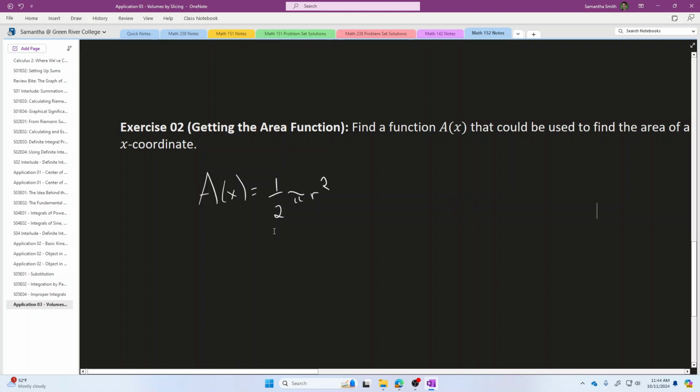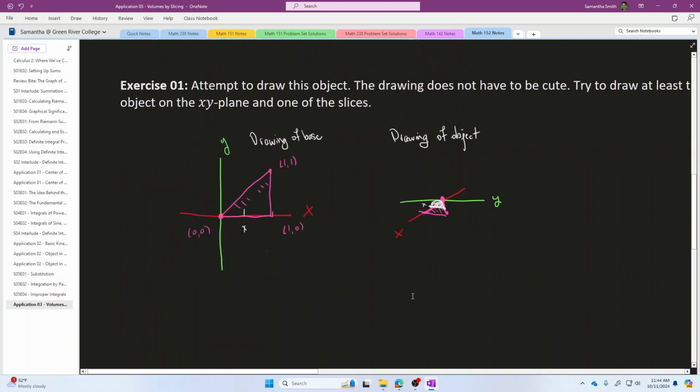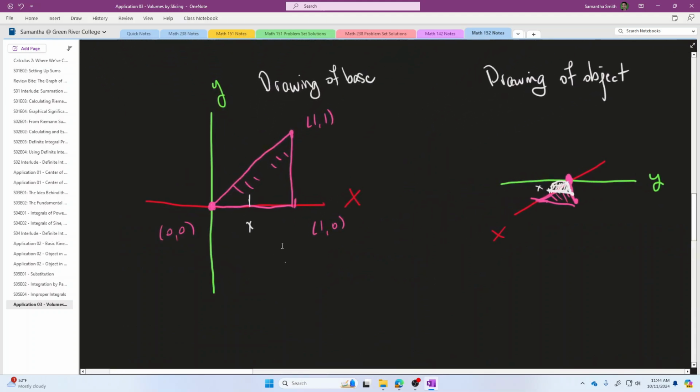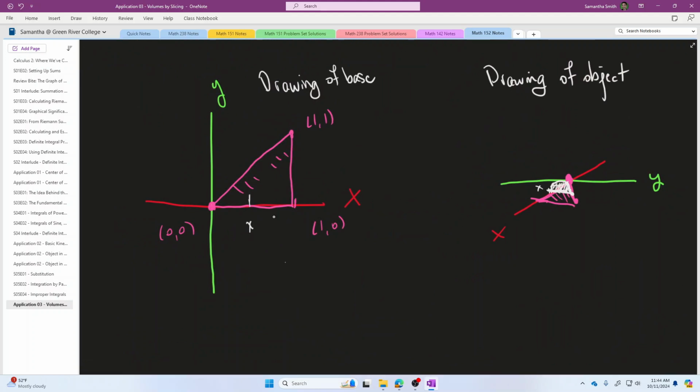So let me go ahead and see if I can figure out what would be the radius of any particular slice. If I can find the radius of a random slice, then I can put that information into this formula to get the area of a random slice. Scrolling back up to my picture, if I took a random slice at a random x value, then the slice I would get would look like this one here in white.